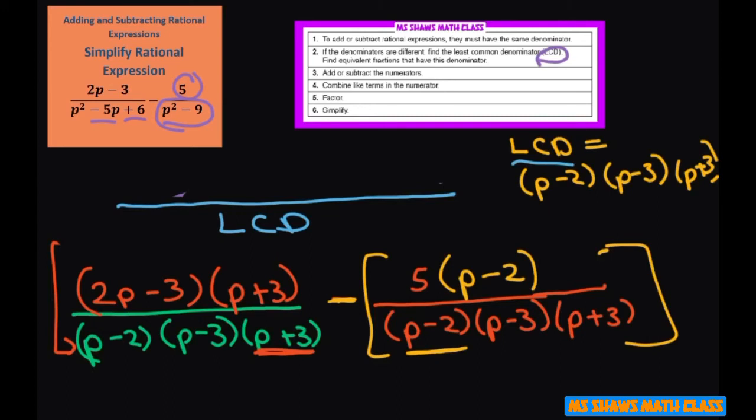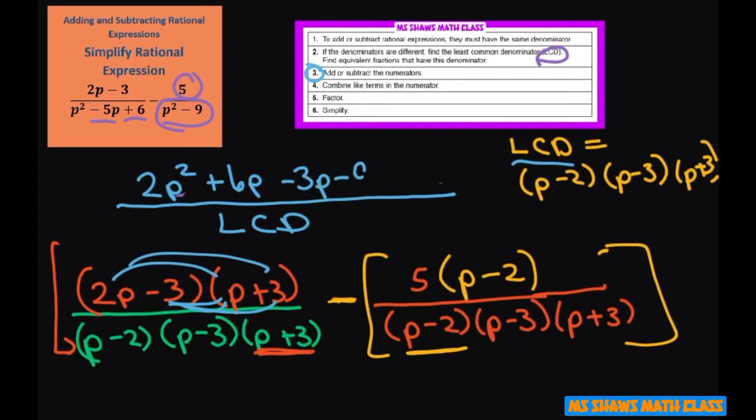So we're right here. So FOIL this out. You're going to get 2p squared plus 6p minus 3p minus 9. And then we have minus 5p minus 10.